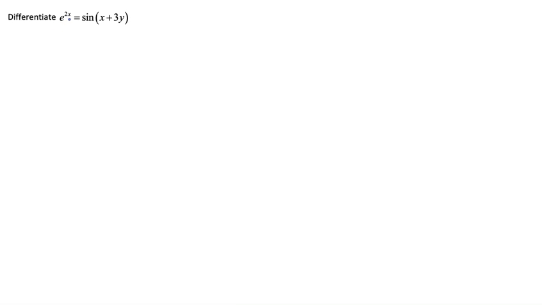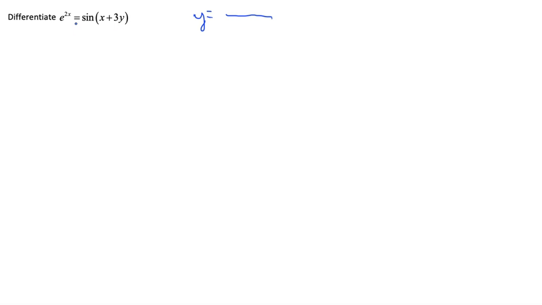Differentiate e to the 2x equals the sine of x plus 3y. All right, so how do we find the derivative of something like this? We're used to y equals something on the other side, and we just find the derivative of this. But we can't really solve for y.